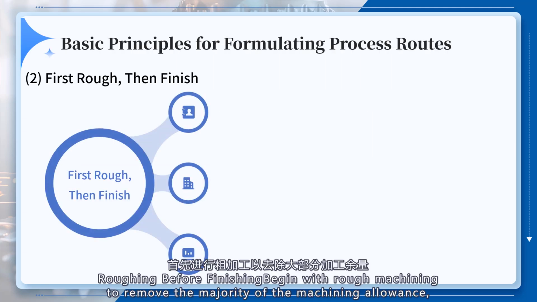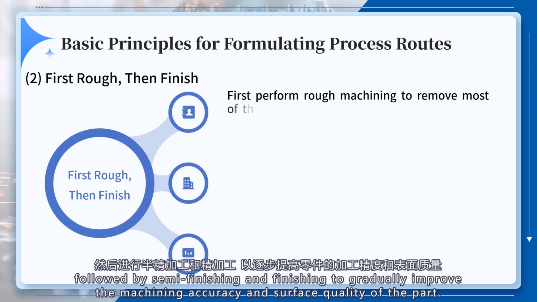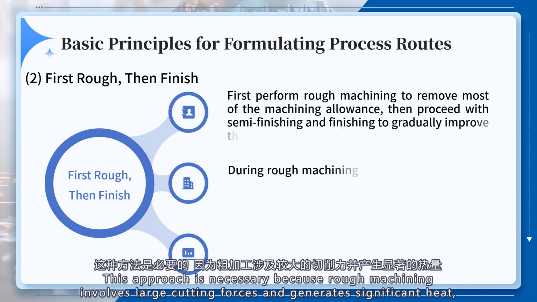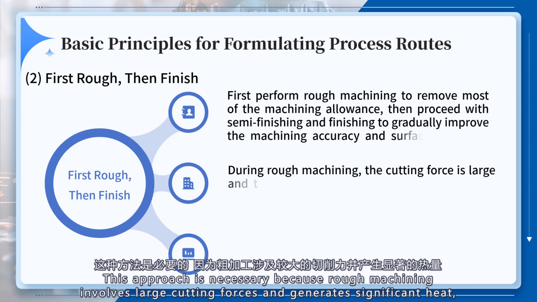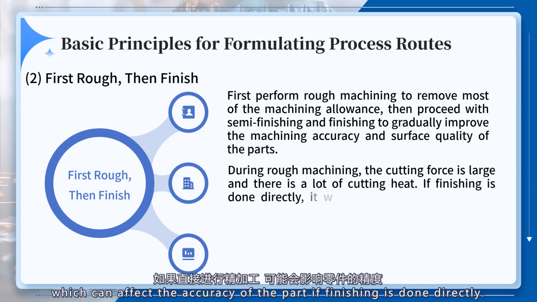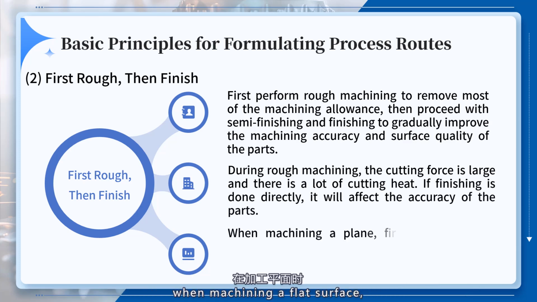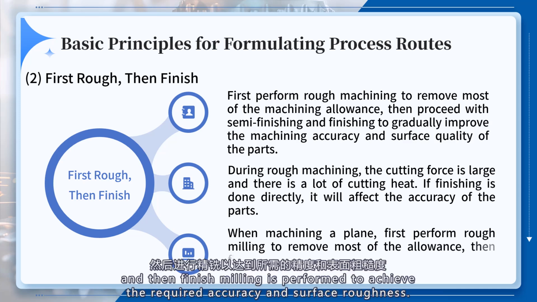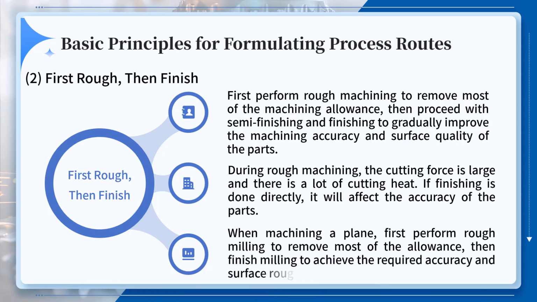B. Roughing before finishing. Begin with rough machining to remove the majority of the machining allowance, followed by semi-finishing and finishing to gradually improve the machining accuracy and surface quality of the part. This approach is necessary because rough machining involves large cutting forces and generates significant heat, which can affect the accuracy of the part if finishing is done directly. For instance, when machining a flat surface, rough milling is first used to remove most of the allowance, and then finish milling is performed to achieve the required accuracy and surface roughness.